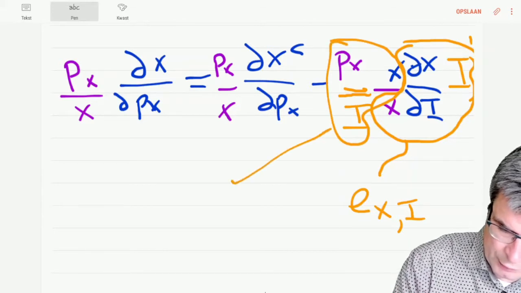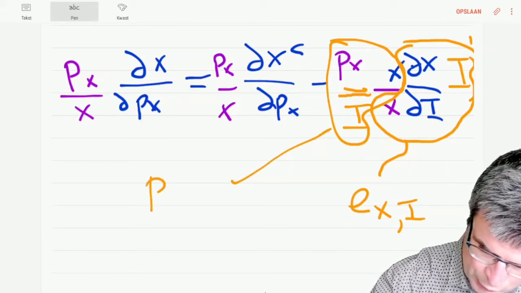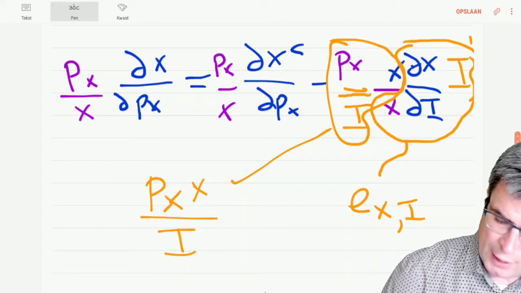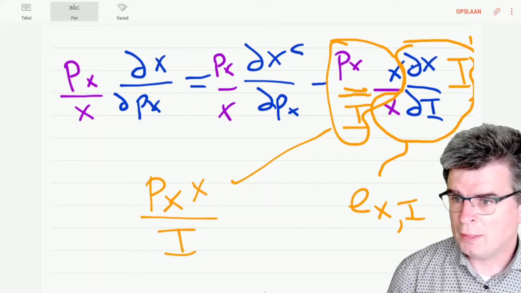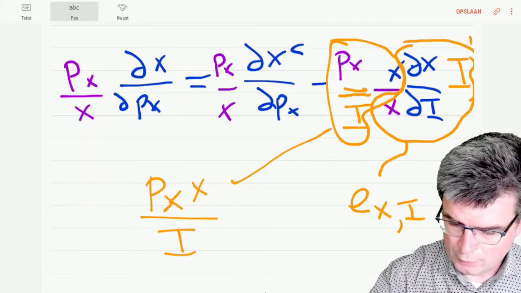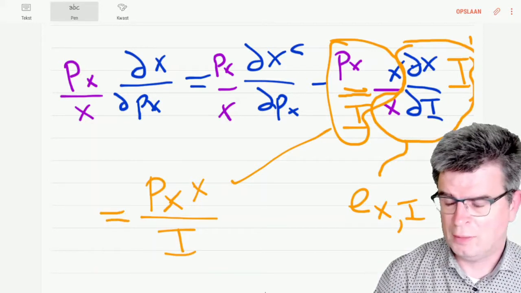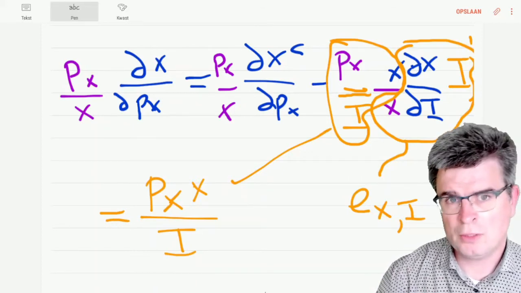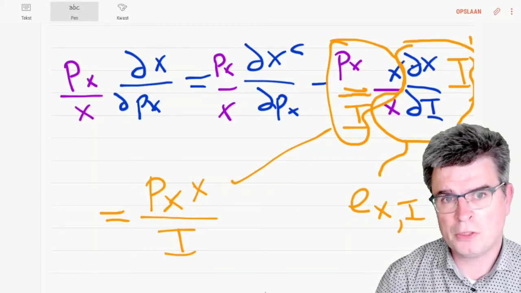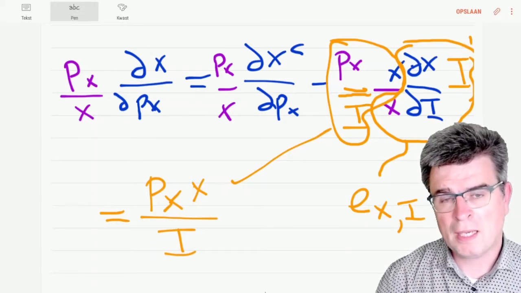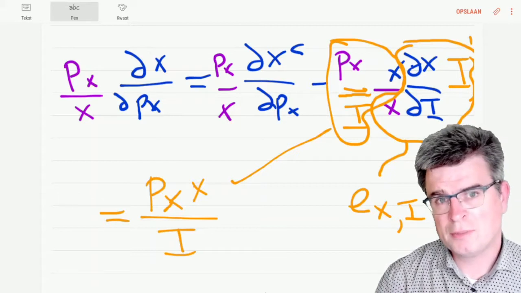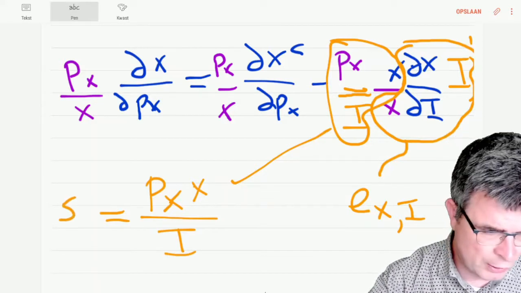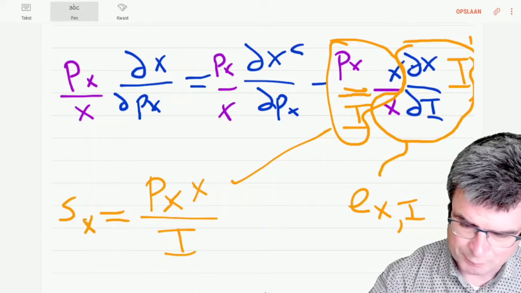Now for clarity I will repeat. So these are the terms px times x divided by I. And you immediately see that this is identical to the expenditure share of good X. So it's the amount of money that we spend on good X. So we buy X units, we pay a price of Px each. So in total we spend Px times X on good X, our total income is equal to I. So the share of income that we spend on good X is equal to this number over here.